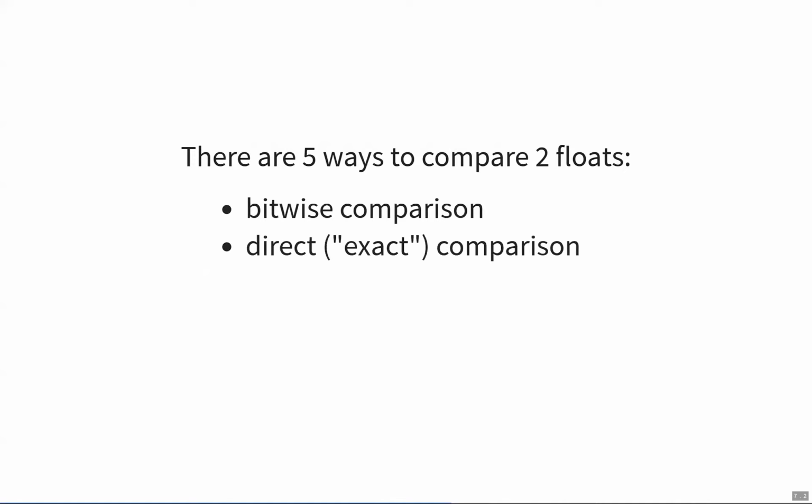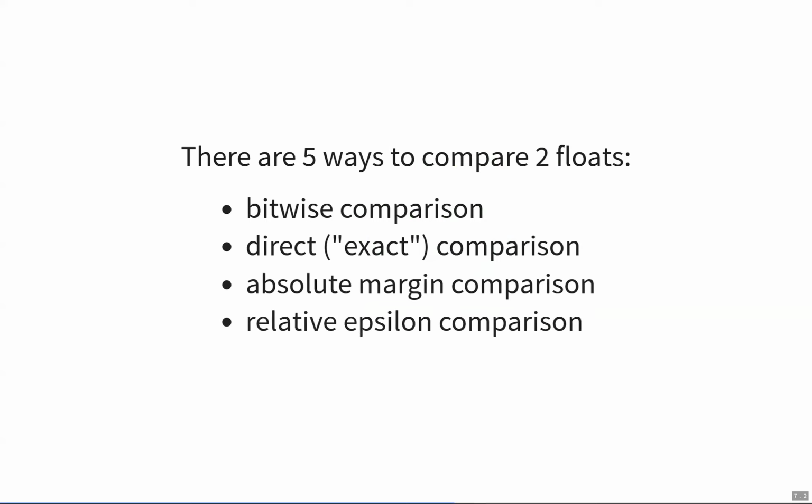Now, let's talk about comparing floats. There are 5 ways you can compare two floats. You can just bitwise compare them. You can just take memcmp and see if they are the same. You can do direct comparison. This is what happens when you write a == b in your code. Note that these two are different. These two are not the same. You can compare them by margin. You can compare them with relative epsilon, and you can do ULP comparisons.